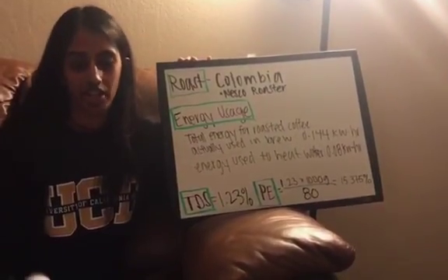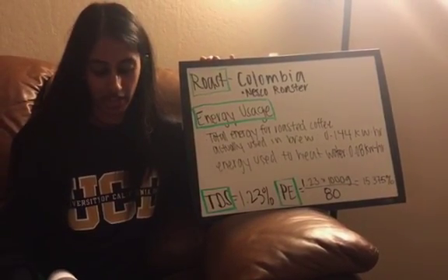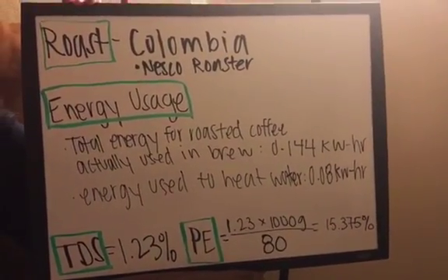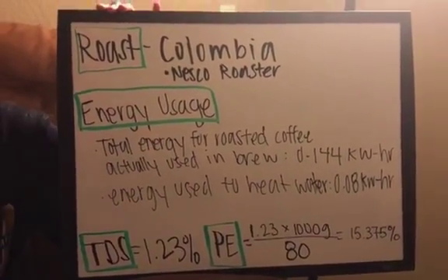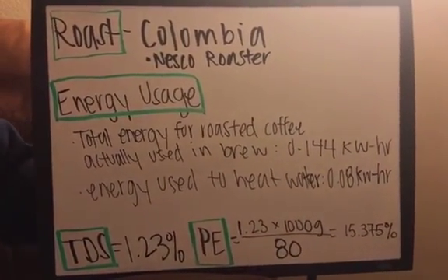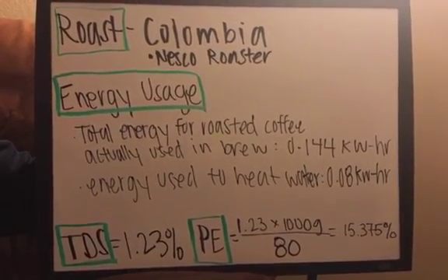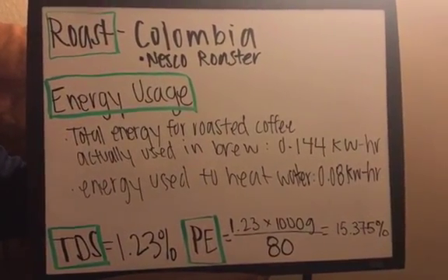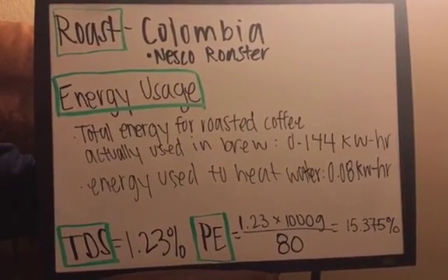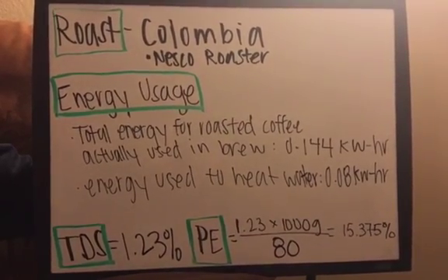So now we will be talking about the roast, energy usage, TDS, and PE values. The type of roast we used was the Columbia roast, and we used the Nesco roaster to roast the coffee beans. And for energy usage, the total energy for roasted coffee actually used in the brew was 0.144 kilowatts per hour, and the energy used to heat up the water was 0.08 kilowatts per hour.